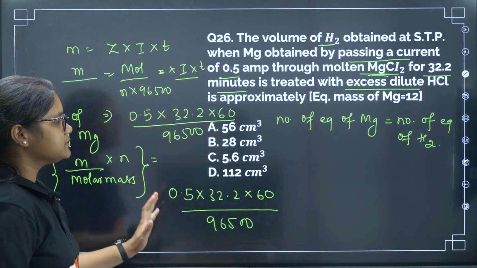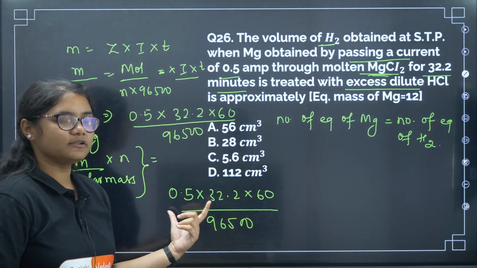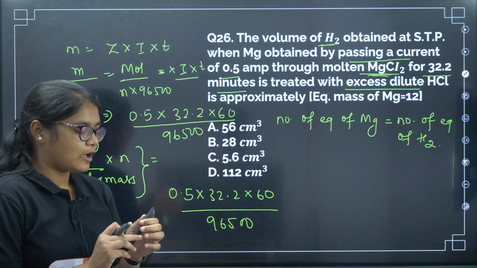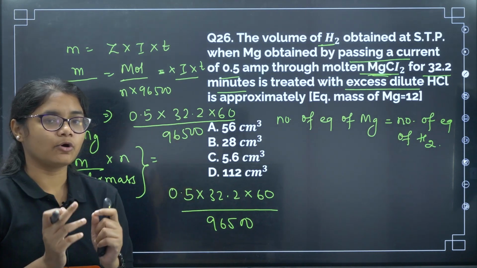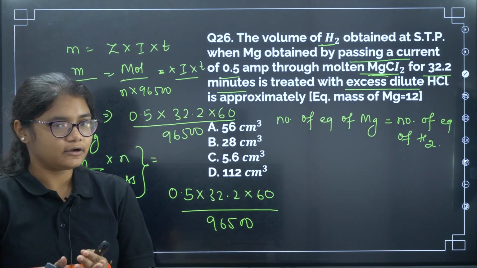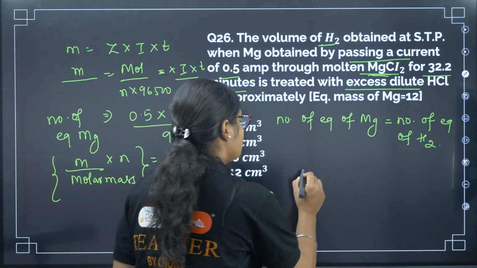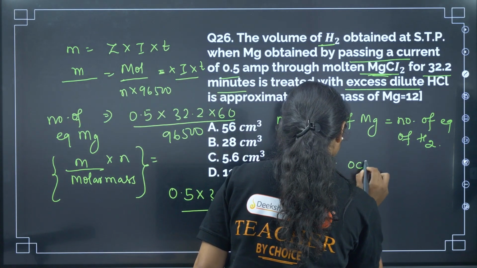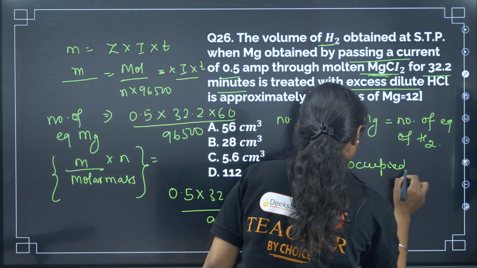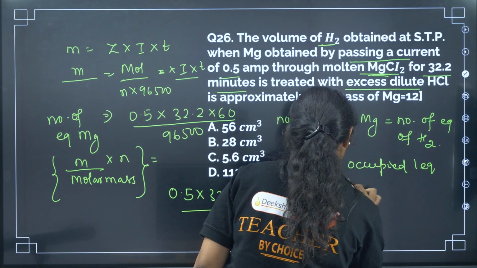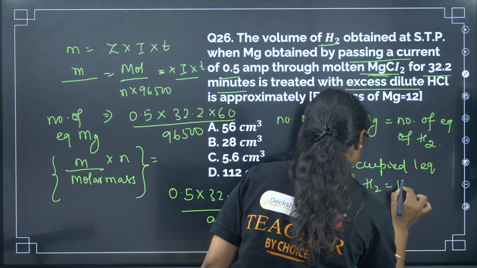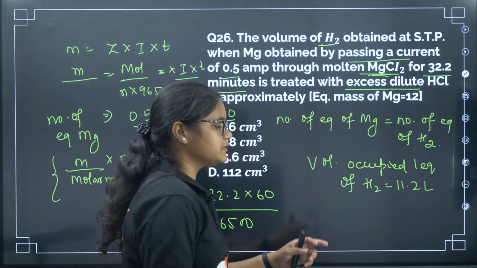Clear? Now this one is also equal to the number of equivalents of hydrogen deposited. Now like how in the previous question we multiplied the volume occupied by one equivalent of hydrogen. So the volume occupied by one equivalent of H2. So that is your 11.2 liters. Now how is this value coming?